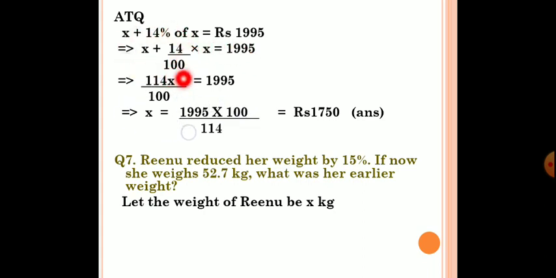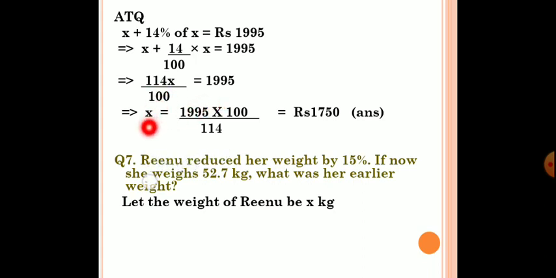Now see, we have x in this left hand side term. So what we'll do is we'll take the LCM as 100. Here we don't have any denominator, that means x's denominator is 1. So 100 will be multiplied with this x. So we'll have 100x plus 14x by 100 equals 1995. So 100x plus 14x is 114x by 100 equals 1995.